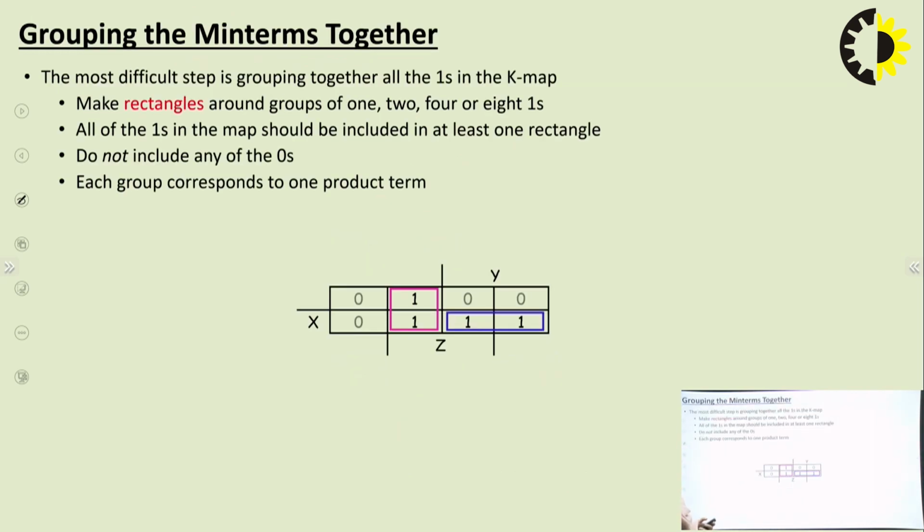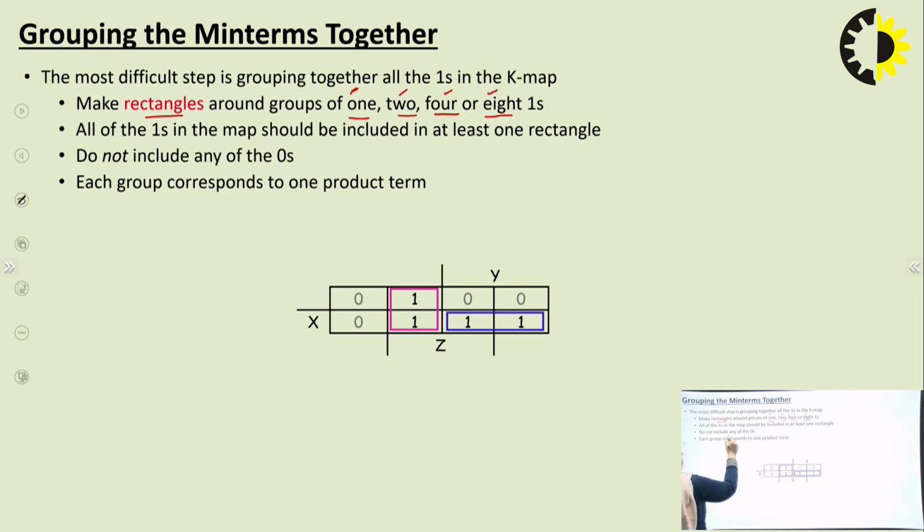Now what about grouping? In grouping, again we have to make rectangles around groups of 1, 2, 4 and 8 ones. Not with a single 1; a lone 1 could be left as it is. So we prefer making 8, 4, then 2 and then 1.